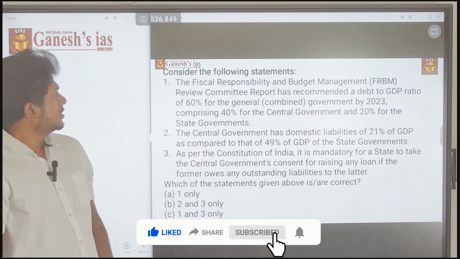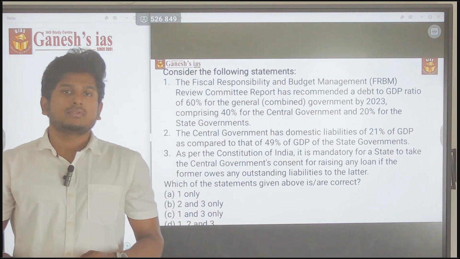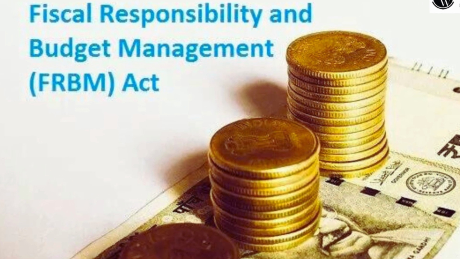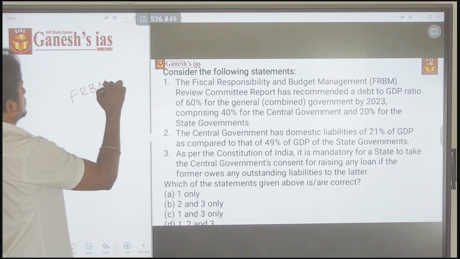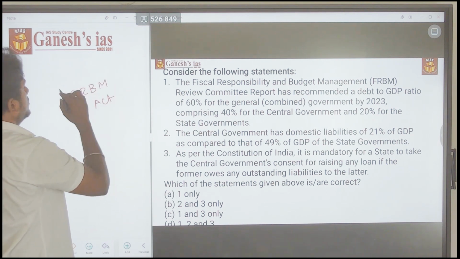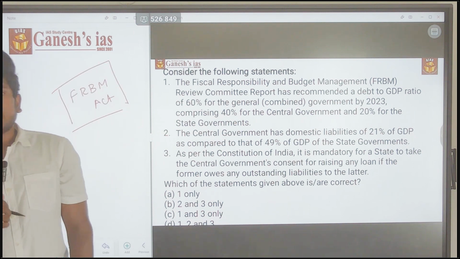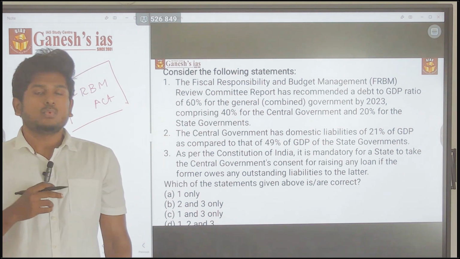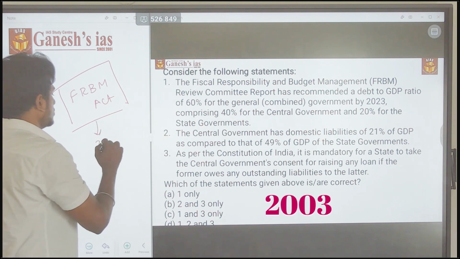So this question is all about the FRBM Act. You have to know what FRBM is: the Fiscal Responsibility and Budget Management Act. So what is this act aimed for? Why did they introduce this act? Actually, they introduced this act in 2003.